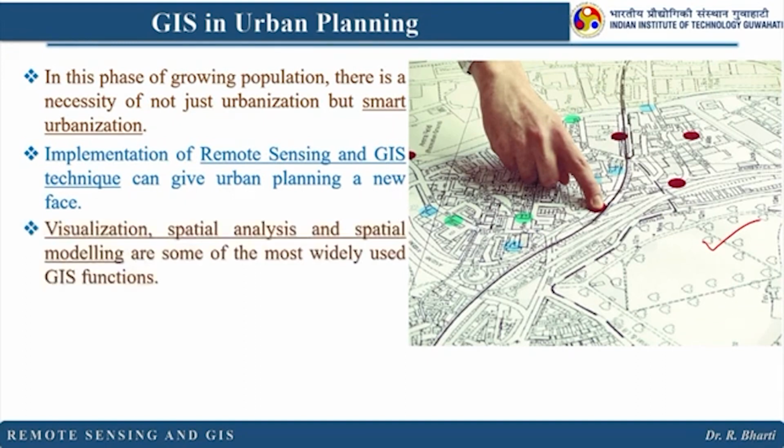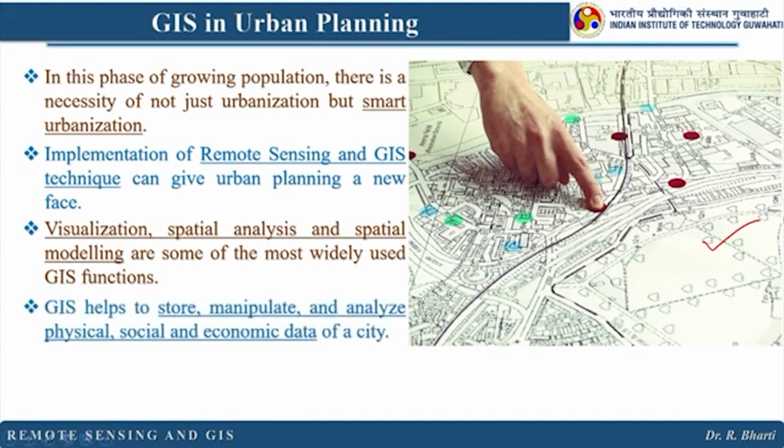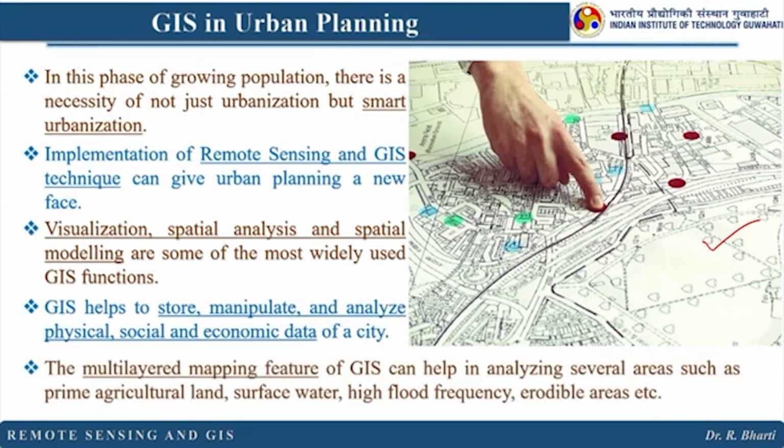Visualization, spatial analysis and spatial modeling are some of the most widely used GIS functions. GIS helps to store, manipulate and analyze physical, social and economic data of a city. The multi-layered mapping feature of GIS can help in analyzing several areas such as prime agriculture land, surface water, high flood frequency, erodible areas, etc.